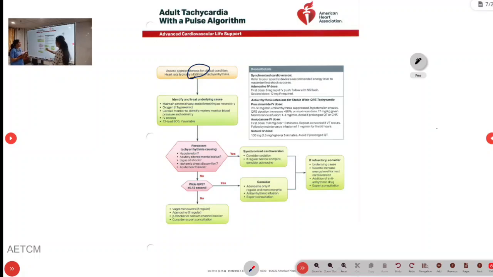So if the patient is having active chest pain right now, we'll have to plan on synchronized cardioversion. For doing synchronized cardioversion, you will have to sedate the patient. Then what all will you do?